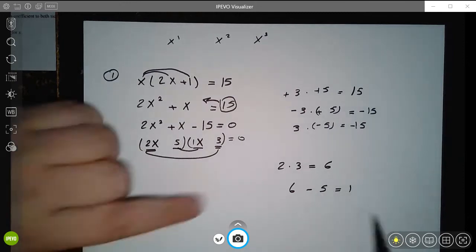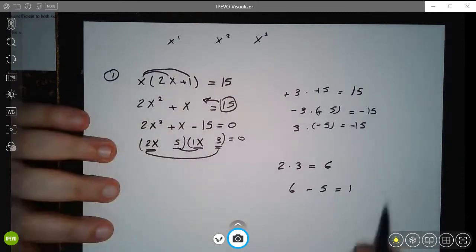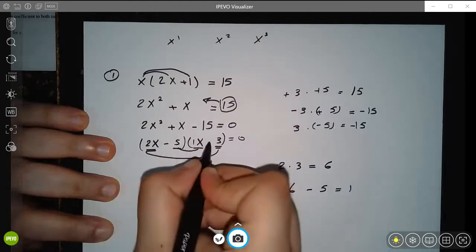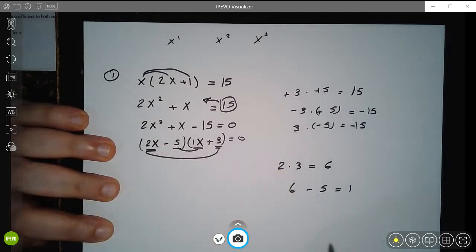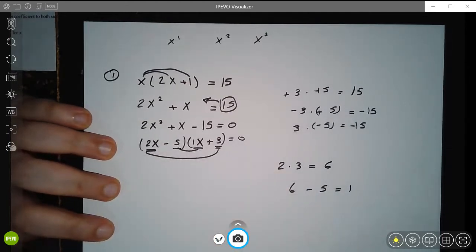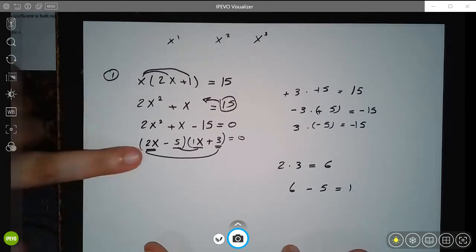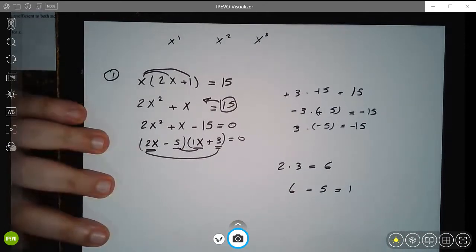Oh, there we go. Is if the 5 is negative, right? That means that this right here is the negative 5, and that is the positive 3. Is everybody with me so far? Yeah? Okay, good. Awesome. So now you have your 2 pairs of parentheses.